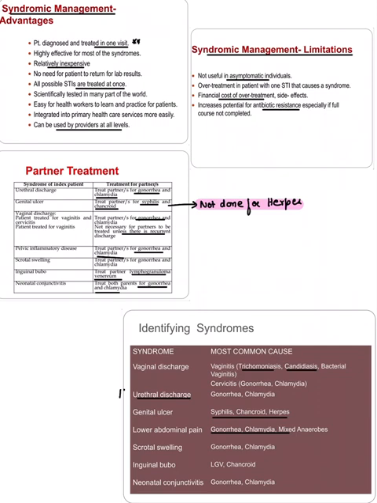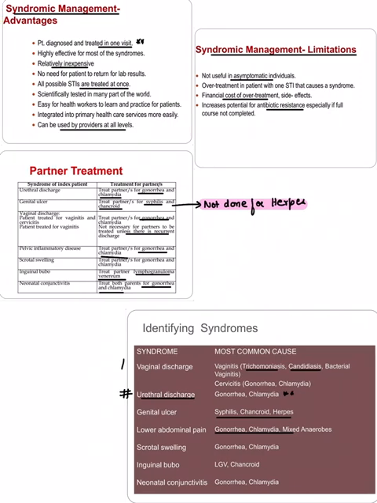If we talk about urethral discharge, it is caused by gonorrhea and chlamydia. Now coming on to vaginal discharge, it is caused by candida, trichomonas and bacterial vaginosis. Now coming on to the genital ulcer, it is caused by 3 organisms. So what are those 3 organisms? That is syphilis, herpes and chancroid.